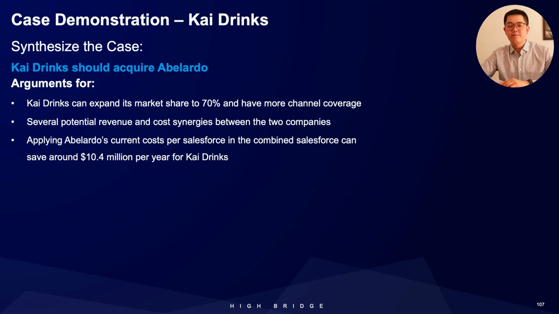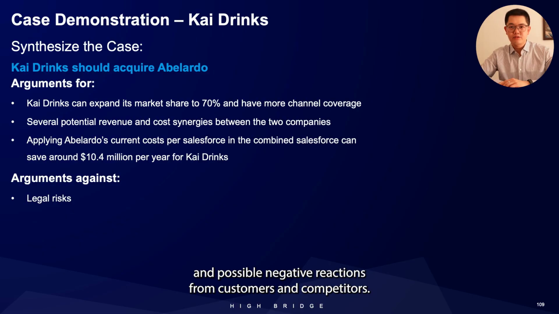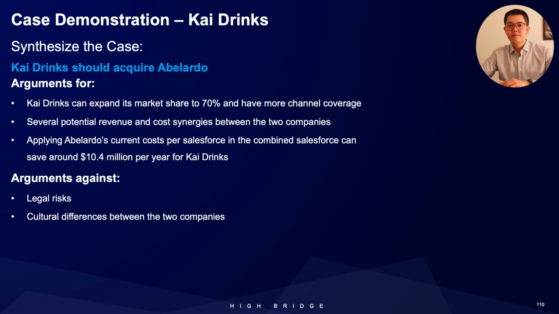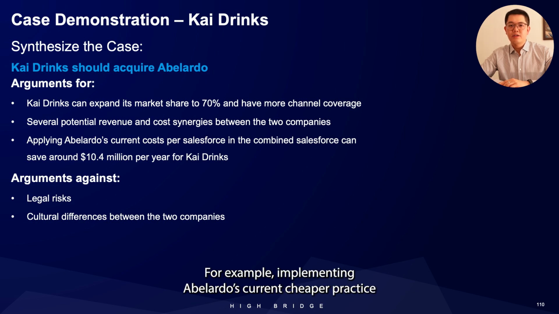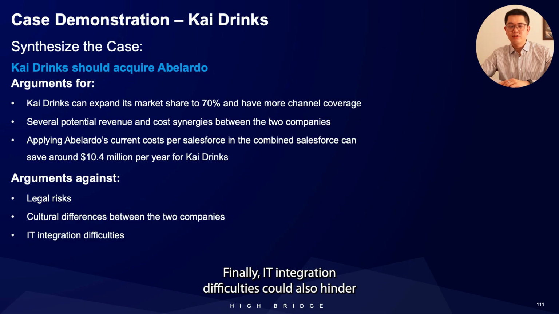However, this decision comes with many risks as well. First, we have identified legal risks that may prevent Kai Drinks from acquiring Abelardo due to antitrust reasons, and possible negative reactions from customers and competitors. Second, cultural differences between the two firms should not be underestimated. For example, implementing Abelardo's current cheaper practice for the Kai Drinks sales team may result in layoffs among our staff. Finally, IT integration difficulties could also hinder future business operations and the positive synergies in this deal.